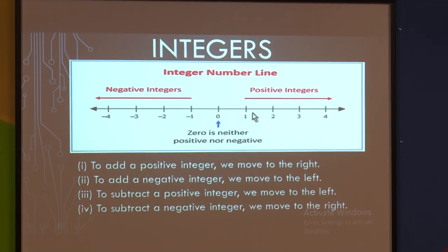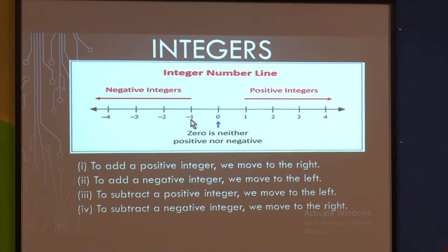After the 0, to the right hand side, we have 1, 2, 3, 4, and so on till infinity. And from 0 to the left hand side, -1, -2, -3, -4 and so on to infinity. So these are the negative integers on the left hand side and positive integers on the right hand side. So we will see what the successor of integers is.